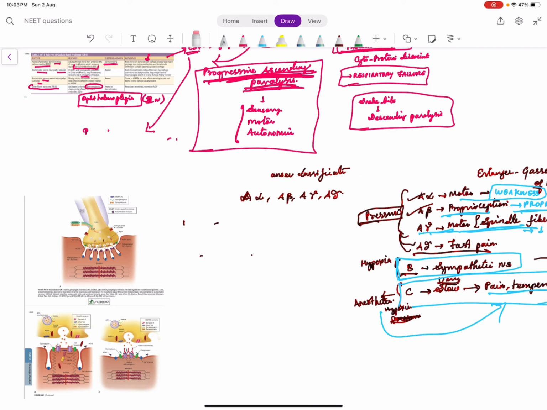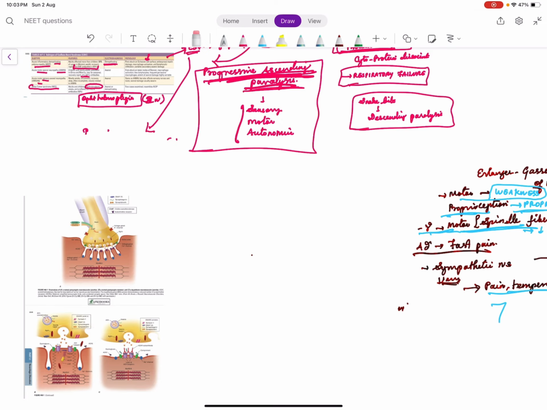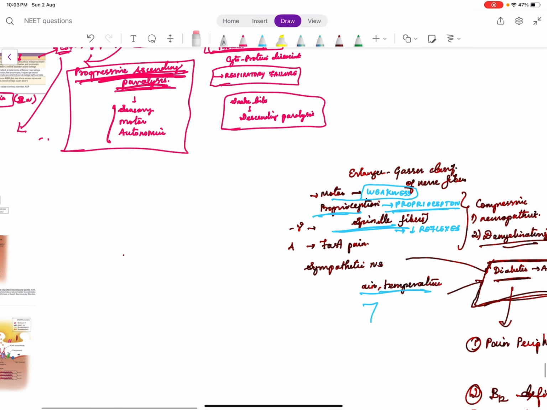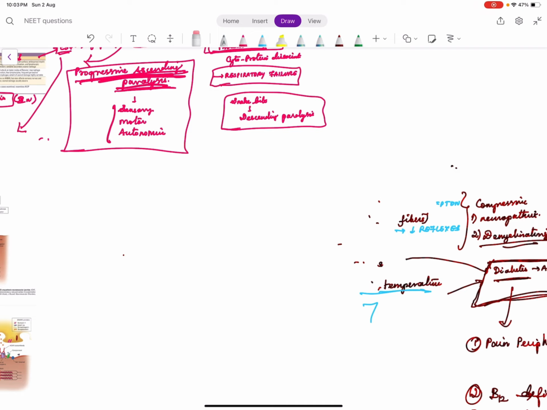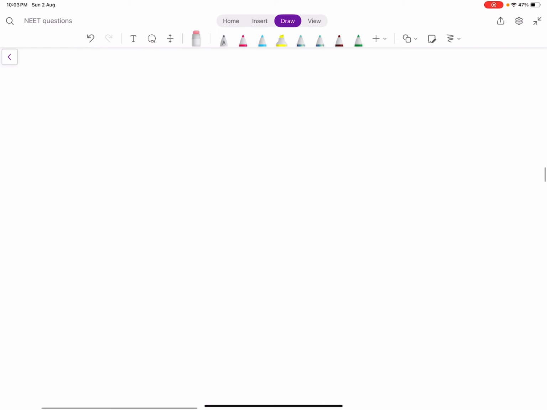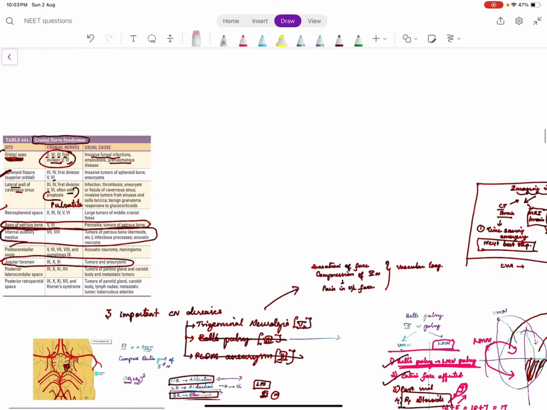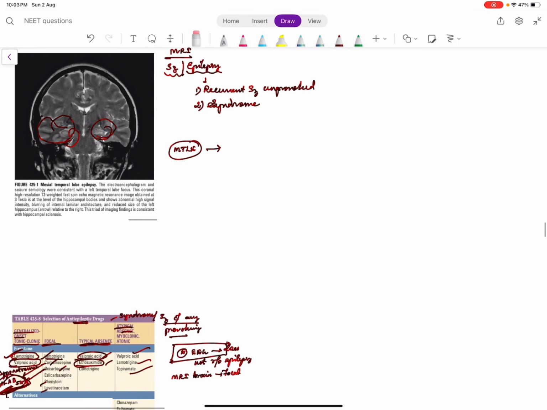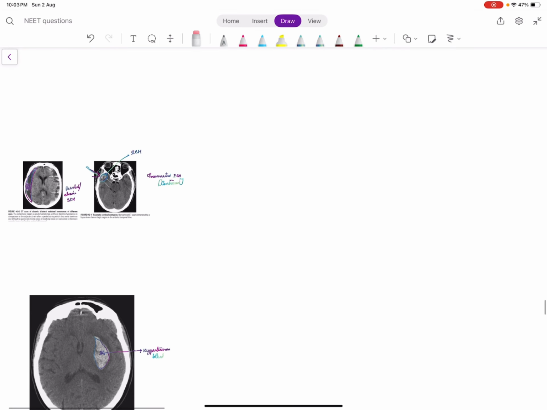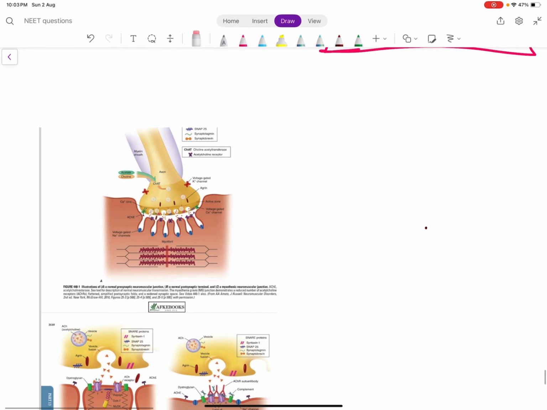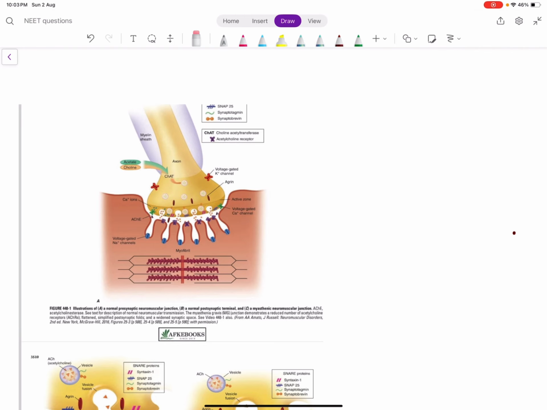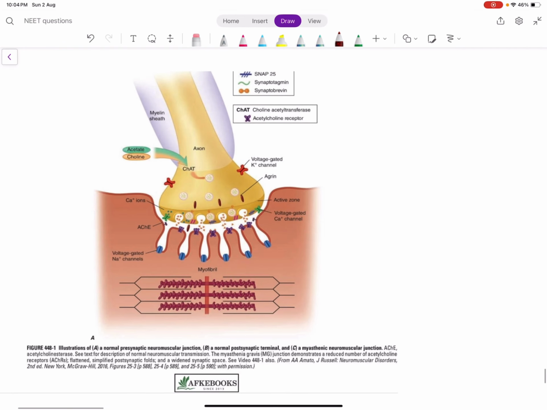Now we will discuss neuromuscular junction disorders. So we finished the cerebrum, we finished the brainstem. We didn't discuss much about the spinal cord. We discussed an important nerve disorder. Now we are going to discuss neuromuscular junction disorders. So this is the normal neuromuscular junction. The neuromuscular junction has a presynaptic apparatus and a postsynaptic apparatus.